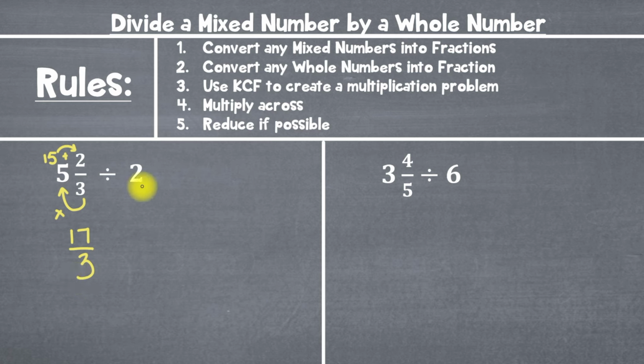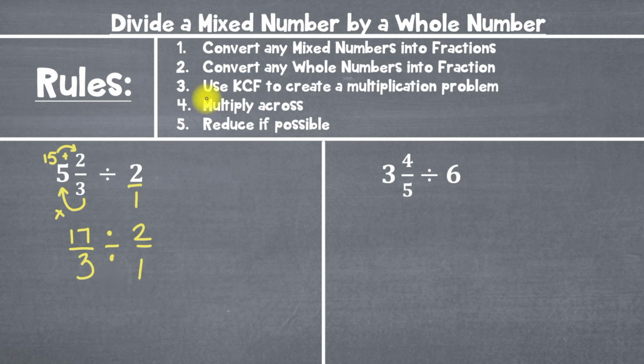Then we've got divided by 2. But the problem with this is that 2 is a whole number. And that brings us to rule number 2, which is to convert any whole number into a fraction. In order to convert a whole number into a fraction, we just need to put it over 1. So I'll make this 2 over 1. So our mixed number became 17 over 3. I'll bring down my division symbol, and then I'll rewrite 2 over 1. So this is the new problem that we're going to look at. And then we can proceed with each of our steps.